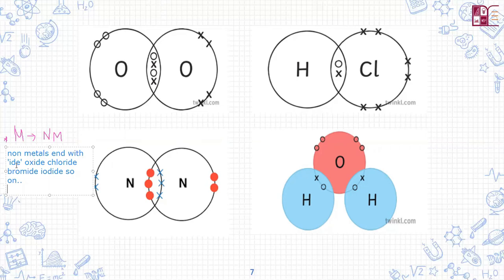My next point is that there are certain metals which have more than one valency. For example, copper is a transition metal. It has a valency of plus one, and it also has plus two. Similarly, iron has plus two, and it also has plus three. So we need to know these valencies before coming up to the chemical formula of the compound.